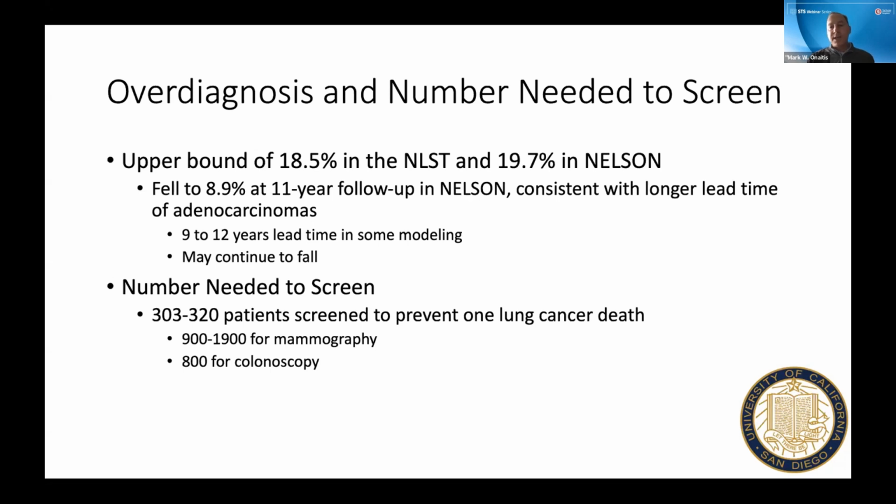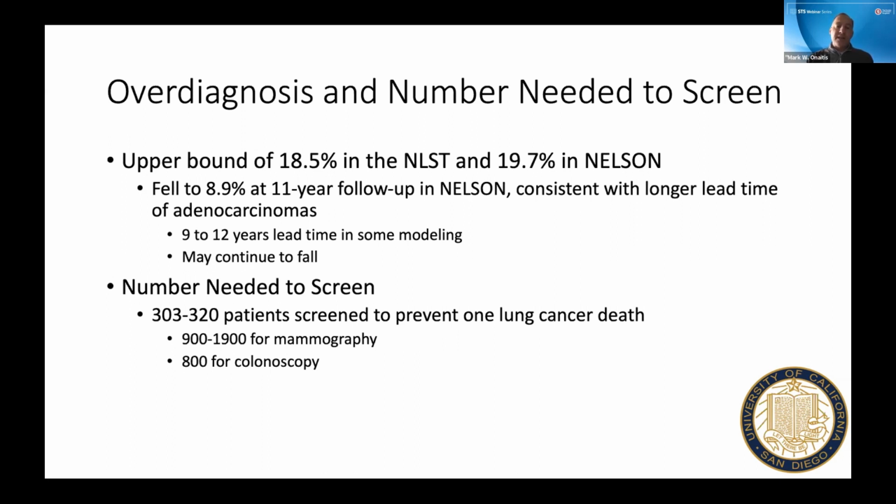may die of something else before the lung cancer progresses or metastasizes or leads to death? The upper bound of overdiagnosis rates in the NLST was 18.5% and 19.7% in Nelson, but with longer follow-up due to the longer lead time of adenocarcinomas, which is 9 to 12 years in some modeling, that number may continue to fall to as low as 9%.